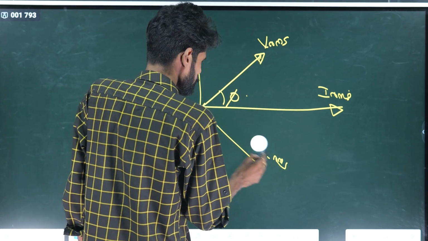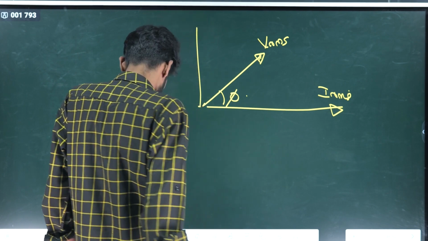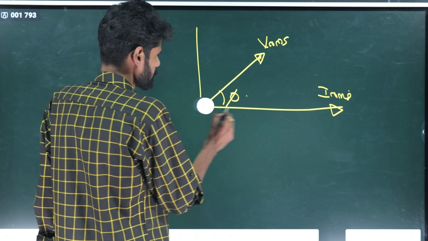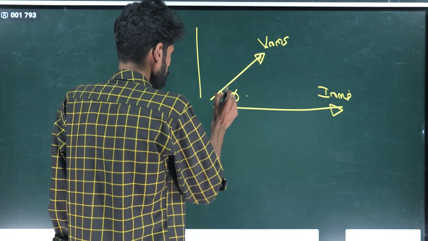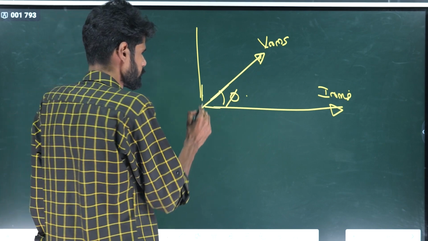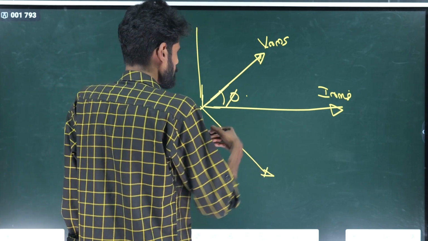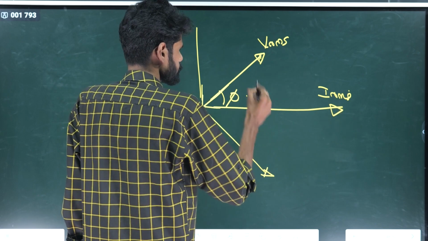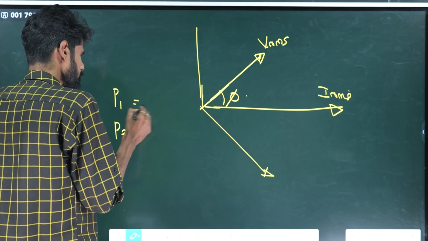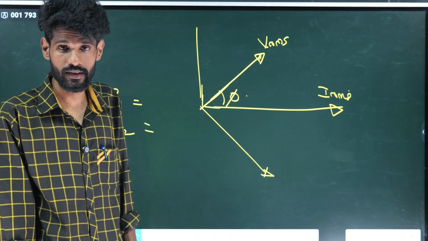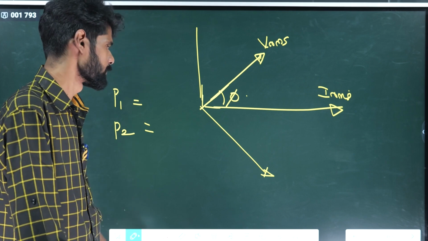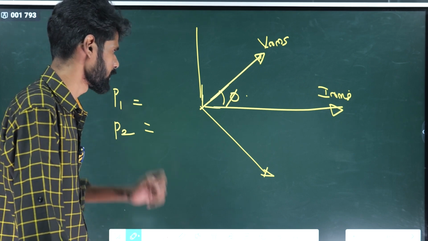So we can resolve the components into two directions. Here this is Vrms, this one is Irms, and this is phi. When we resolve, there are two components. So we can define two powers in these circuits: wattless power and watt full power. So what is wattless power, and what is watt full power?